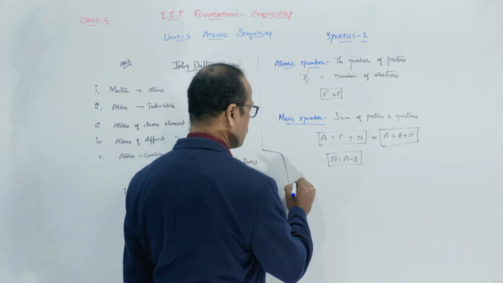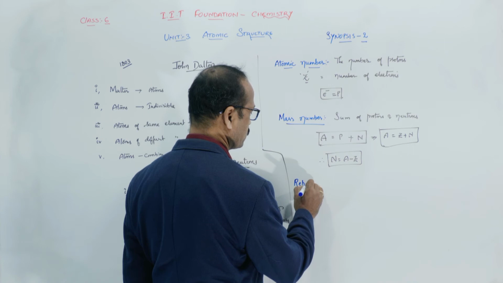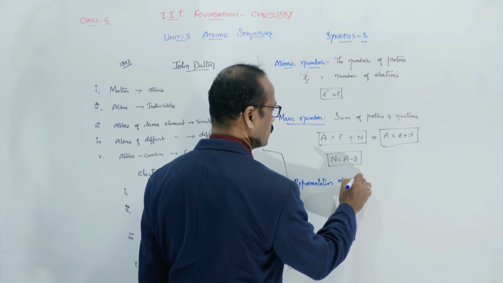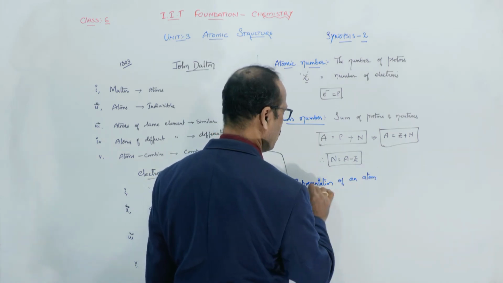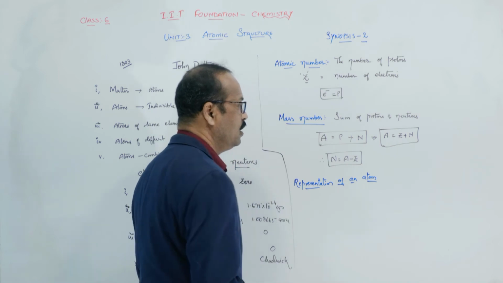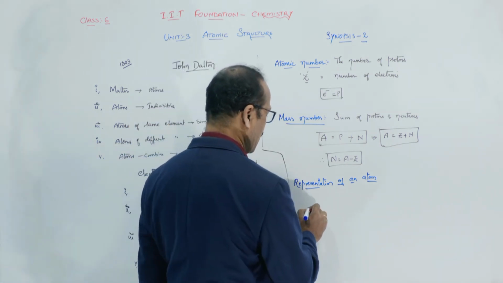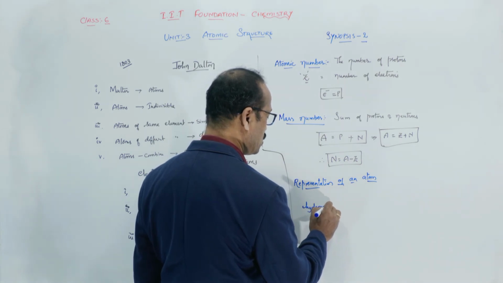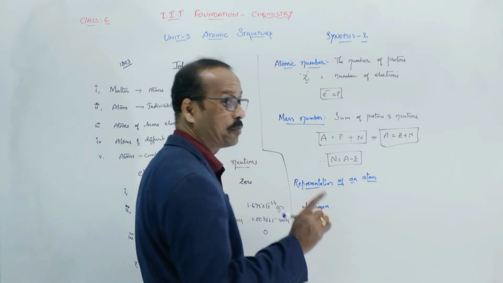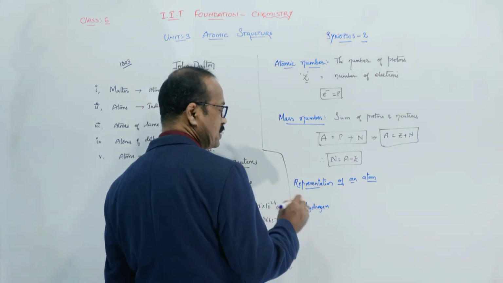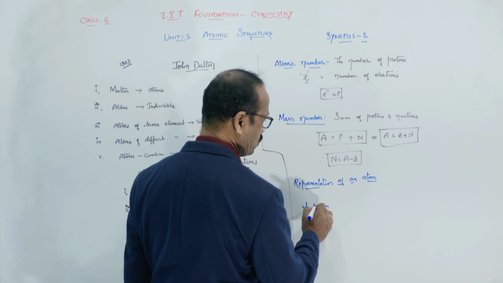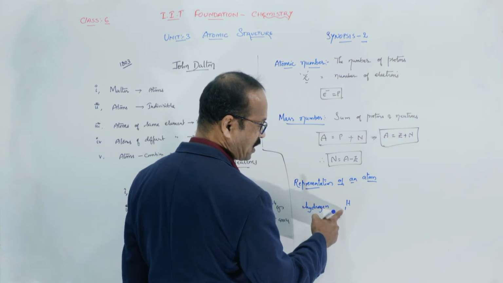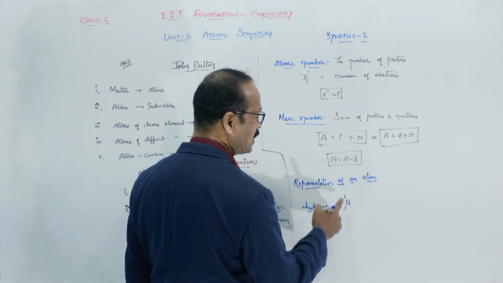Now, one important point I will explain to you: the representation of an atom, how the atom of an element can be represented in short. So see students, if I want to represent hydrogen, whose atomic number is 1 and mass number is also 1, how can I represent this hydrogen atom? Here I write hydrogen. Its atomic number is 1.